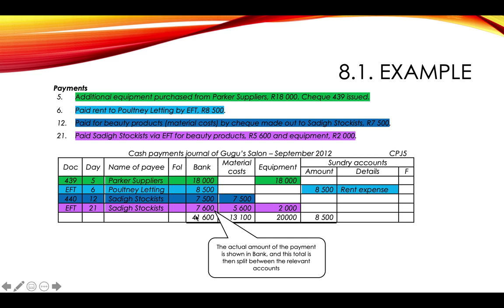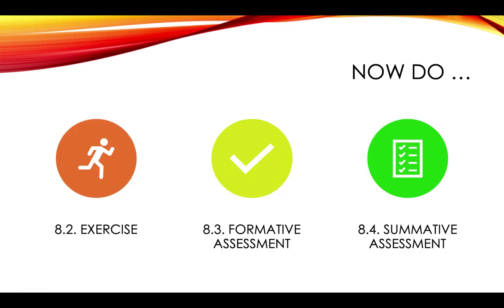Out of interest, if for some reason you had done it as two separate payments, you would then do it on two separate lines as two separate entries. But in this case, you're doing it as one entry because it's one transaction that's happened. You put the total in the bank column. Material costs will then be the amount of 5,600. Equipment will be the amount of 2,000. So you just split it up into the different accounts that you need to use.